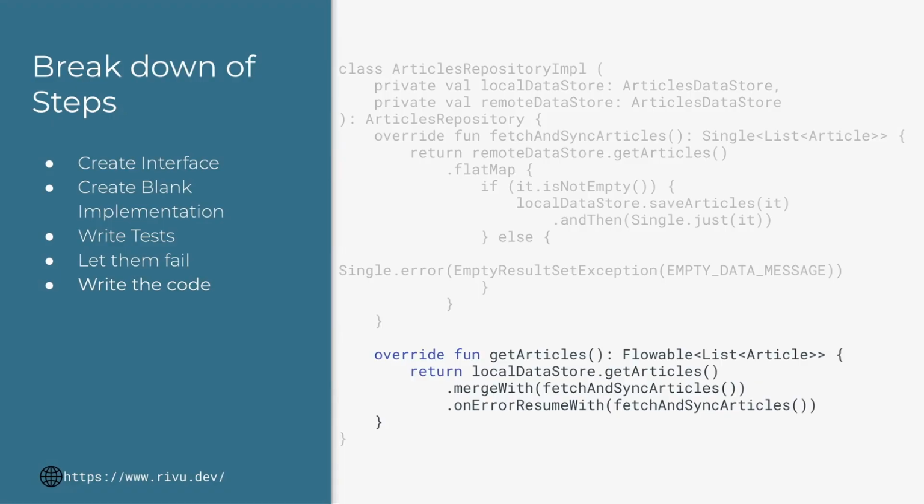Merge with will not get called, right? Because if local register emits an error, the error will actually stop the operation. Error is basically a terminal call, or terminal emission. So in that case, onErrorResumeWith will get called, and it will directly return the data from the repository and save it to the local DB. So yeah, that's the implementation.